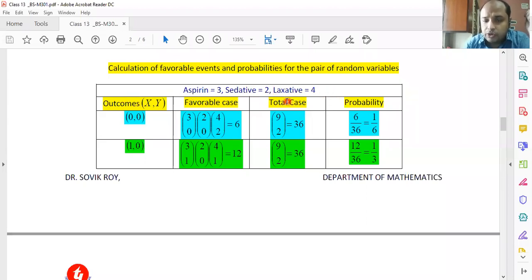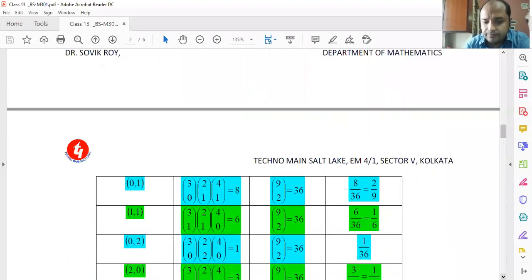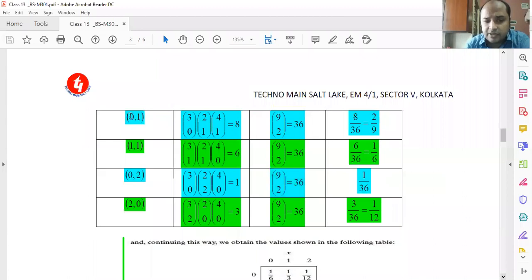I have made 4 columns altogether. The first column is, please mute yourself. It is disturbing. In the first column, I have mentioned all the possible outcomes pairwise. So I have written 0, 0, 1, 0, 0, 1, etc. Everything is written over here. You see, all the outcomes have been tabulated: 0, 1, 1, 1, 0, 2, 2, 0. All outcomes have been tabulated.